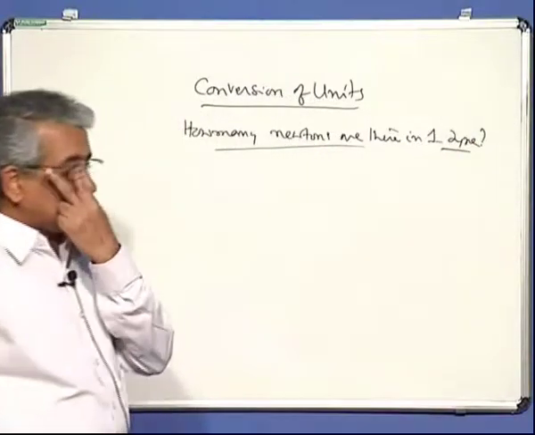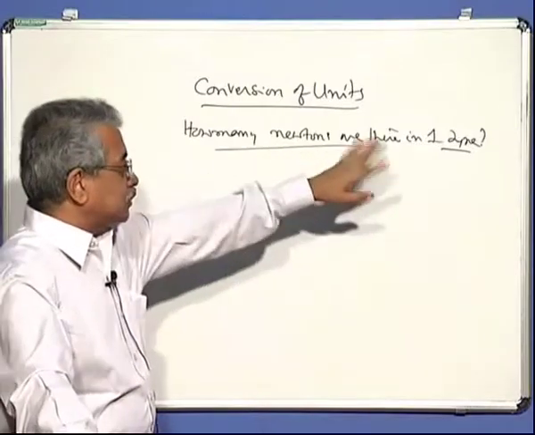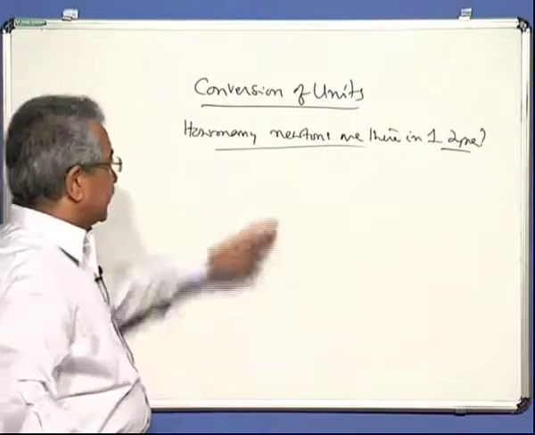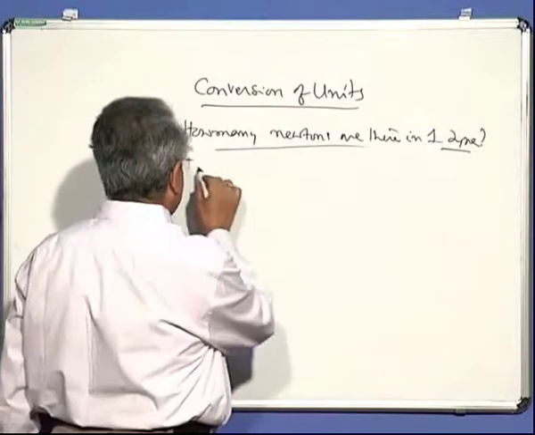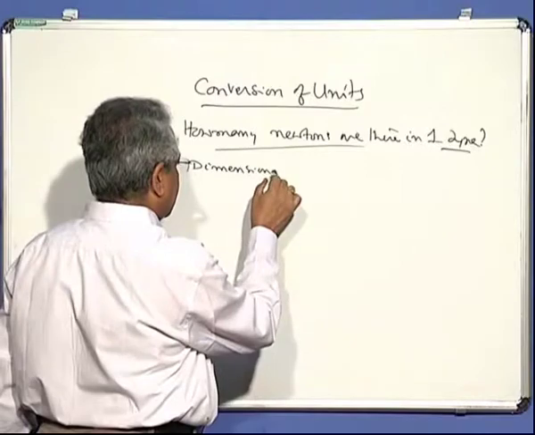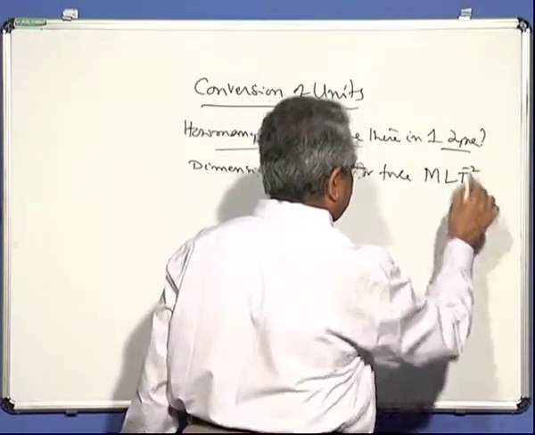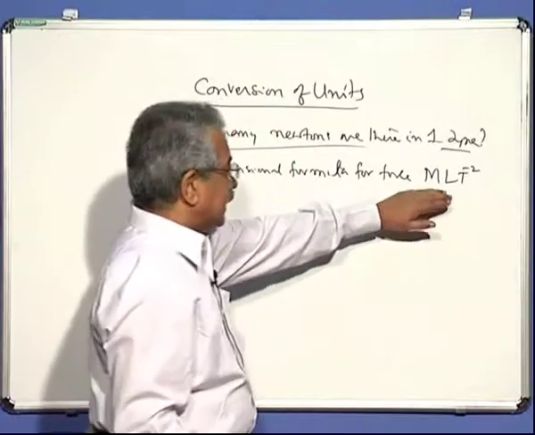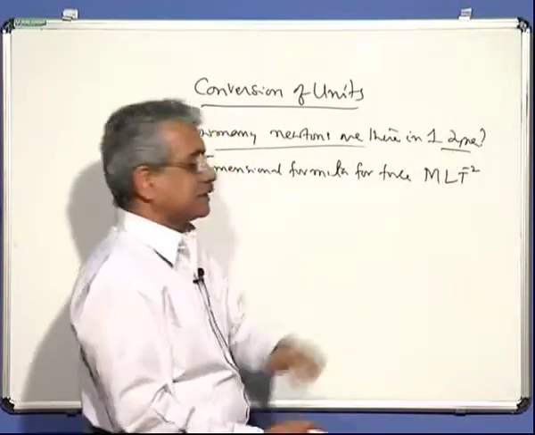That means you are trying to convert the units of force from newtons to dynes, or from dynes to newtons. Accordingly, the question might come like this. Whether it is newton or dyne, it is a force unit. Therefore, the dimension formula will be the same for force. The dimension formula for force must be known first. We know it is MLT minus 2. This dimension formula, if you represent in SI units, gives Newton. If you represent in CGS units, it gives dyne.